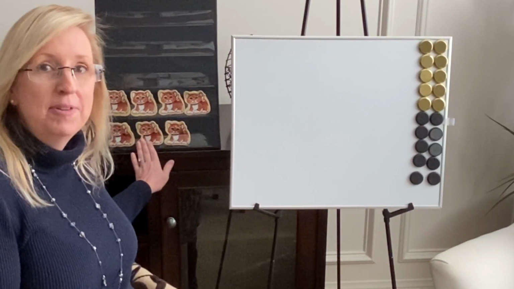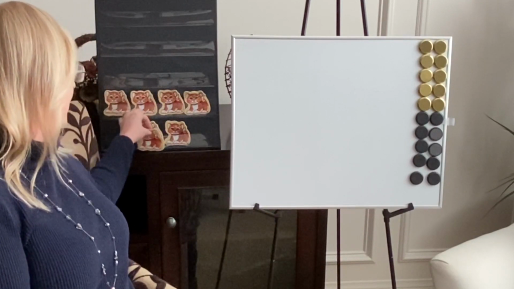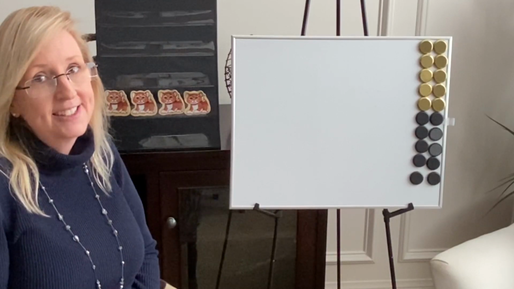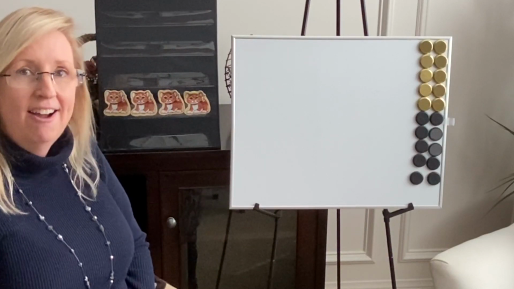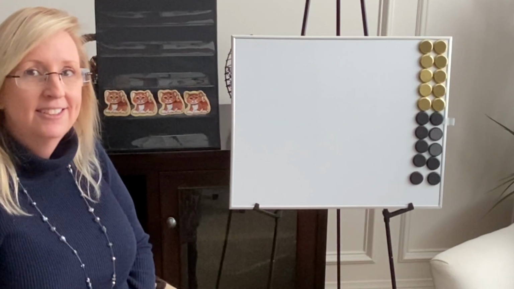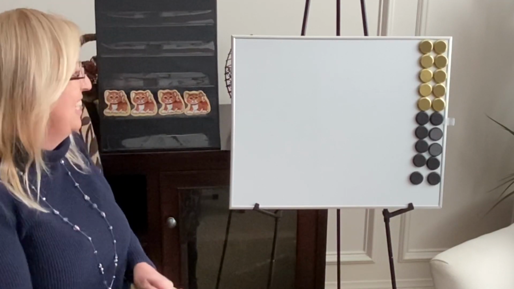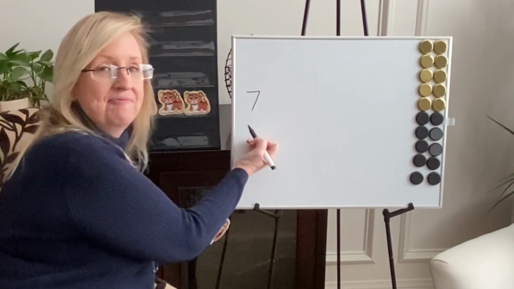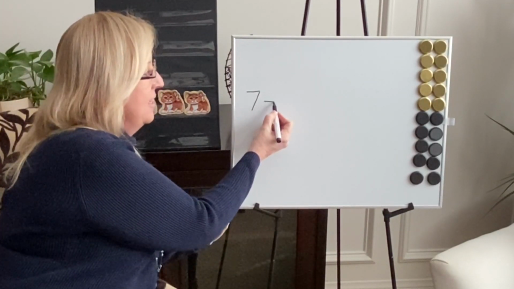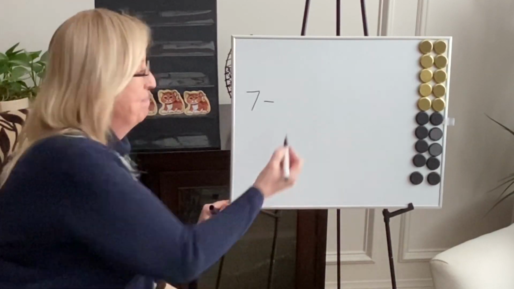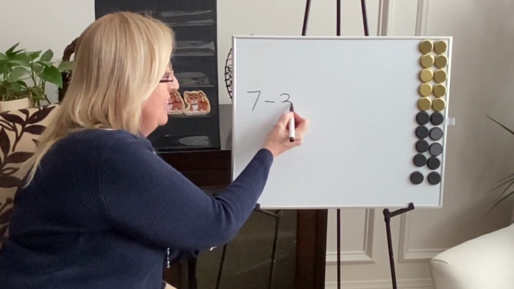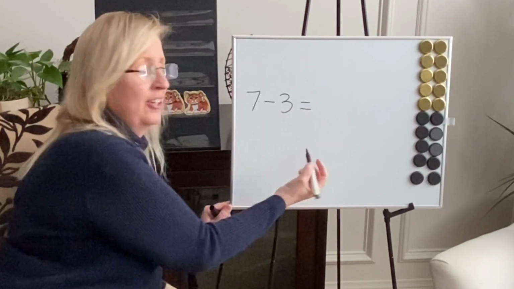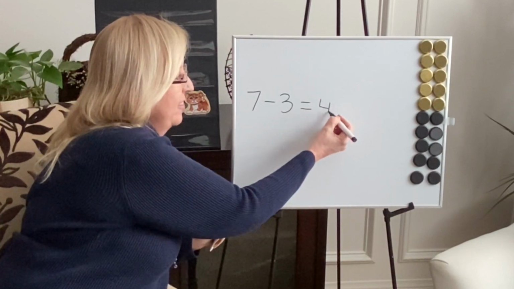7 kitties wanted puppy friends. 3 found puppy friends. How many did not find puppy friends? 4, exactly right. 7 minus, how many found them? 3 equals 4.